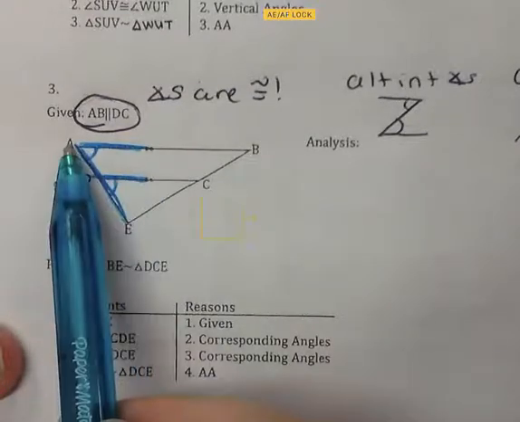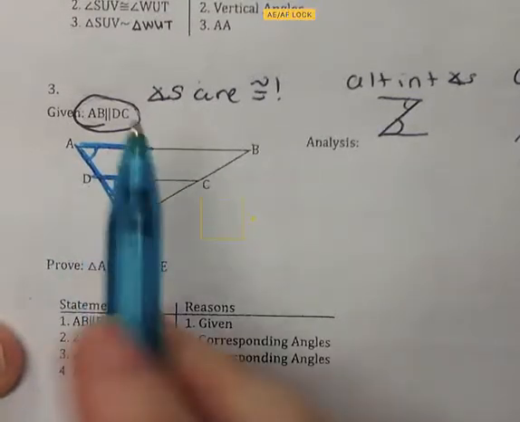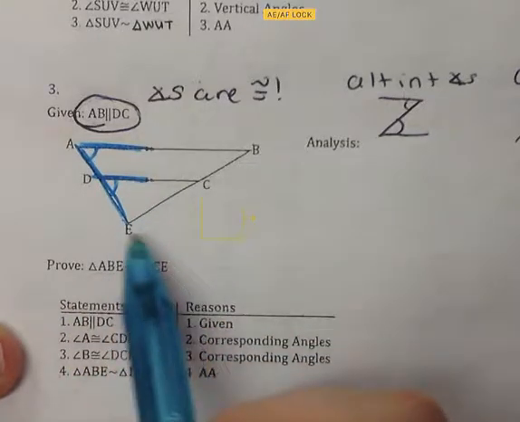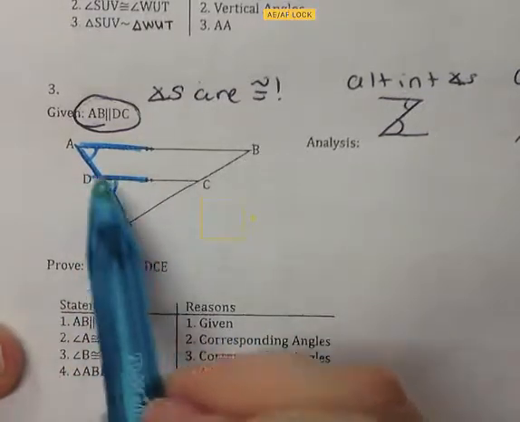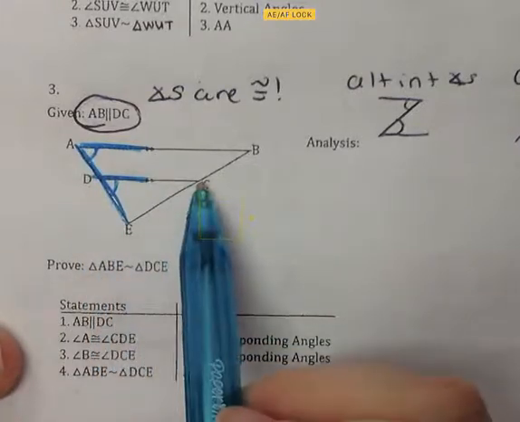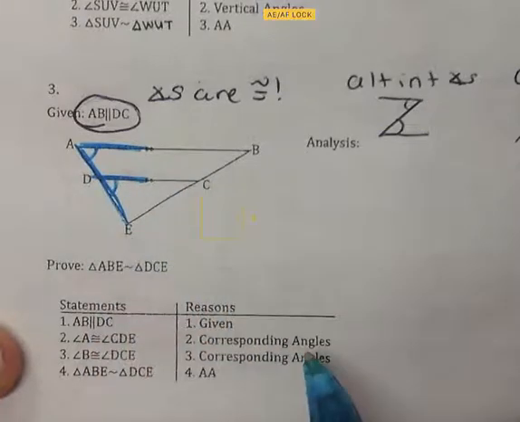There's only 2 sides or 2 lines that go to A, but there's 1, 2, and 3 sides that go to D. That's why we have to use 3 letters. So you could have said EDC or CDE. As long as D is in the middle, I don't care which one you use. So CDE, that's what they used. So these are congruent because of corresponding angles.